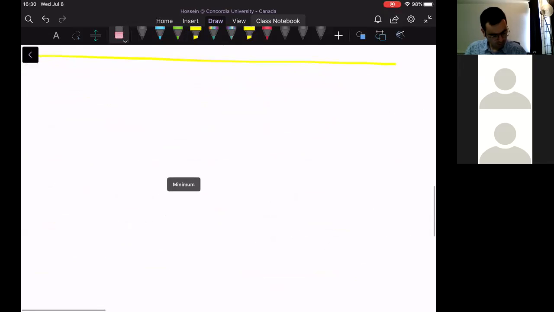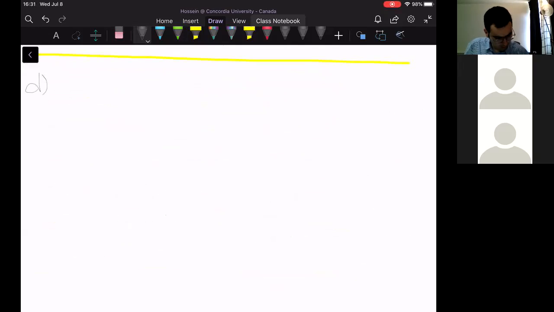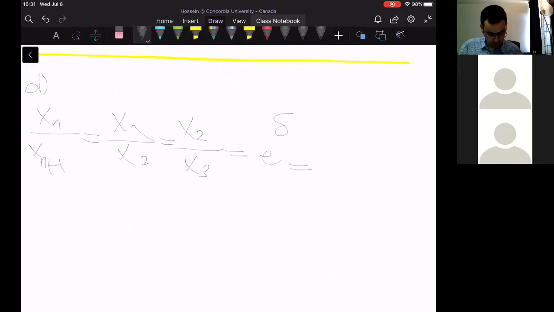So the ratio of any two consecutive amplitudes, such as X1 over X2 or X2 over X3, is equal to, if you go through the textbook, e to the power logarithmic decrement. And the logarithmic decrement was obtained in the previous part as 0.6312. Therefore, this ratio is 1.88.